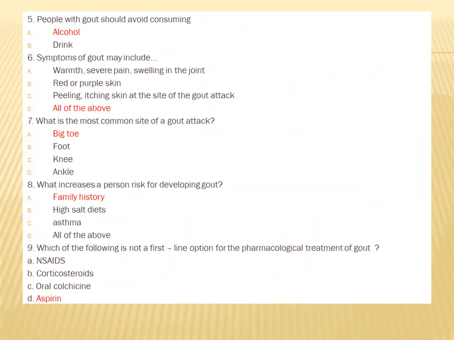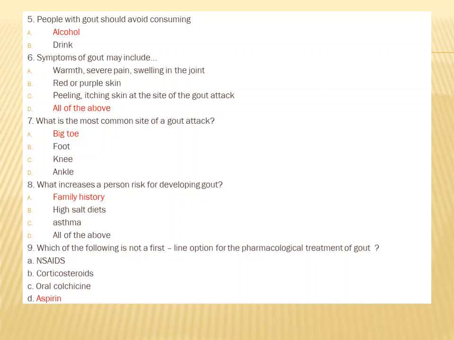Symptoms of GOUT may include warm, severe pain, swelling in the joints, red and purple skin, peeling, itching skin at the site of GOUT. All of the above. Which one will be the correct answer? All of the above. Then what is the most common site of a GOUT attack? Big toe, foot, knee, ankle? That will be the big toe.